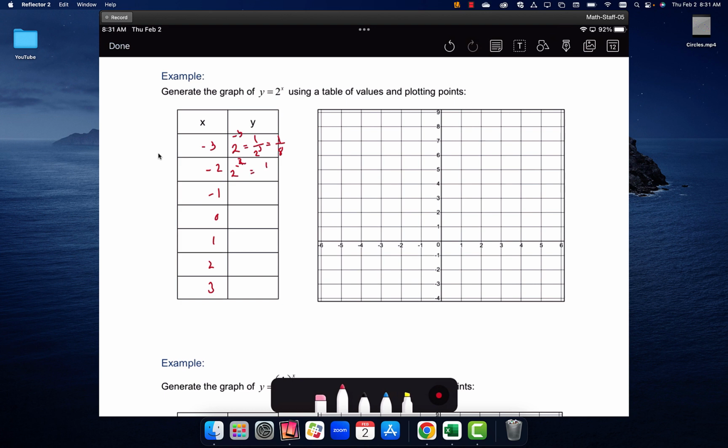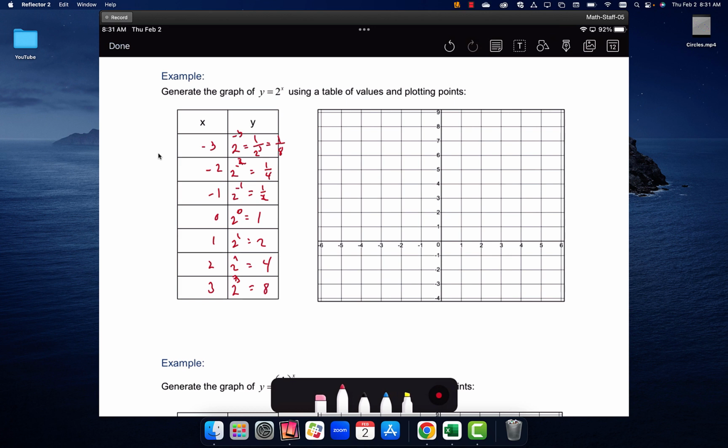And then we would have 2 to the -2. That is 1 over 4. 2 to the -1, that's 1 over 2. 2 to the 0 is 1. 2 to the 1 is just 2. 2 squared is 4. And 2 cubed is 8.